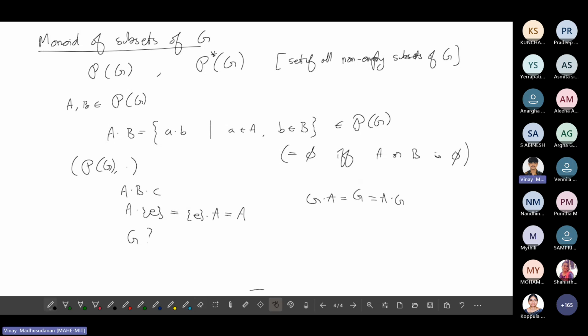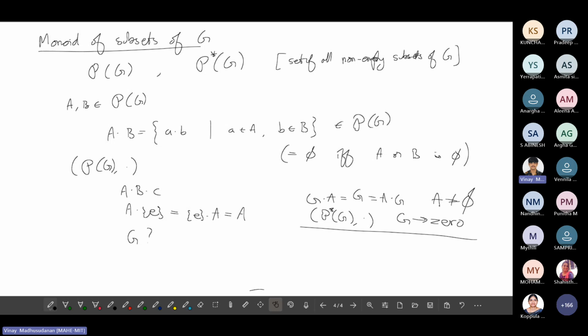Yeah, G dot A is G itself, right? So it is what is called an absorbing element or a zero, but that is only if A is non-empty. In P star of G, this G is a zero. Zero means absorbing element. It absorbs whatever you give it. Kind of like the opposite of identity element.